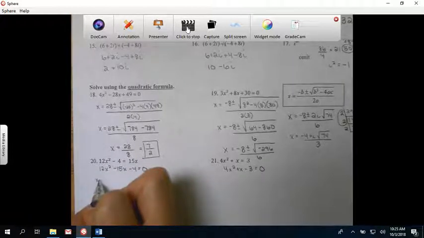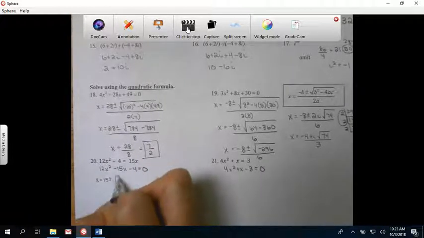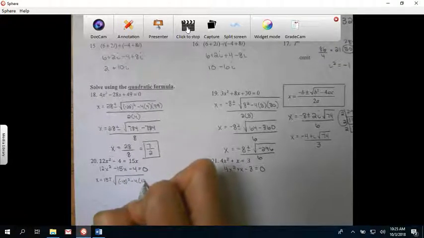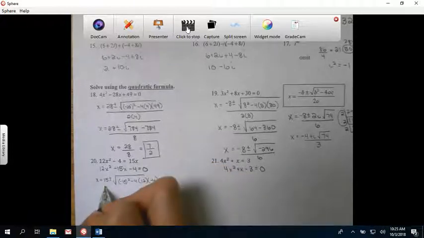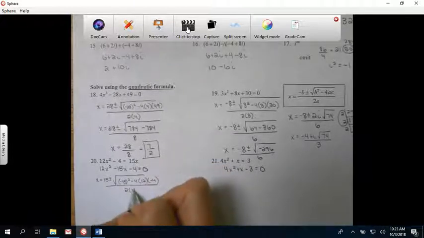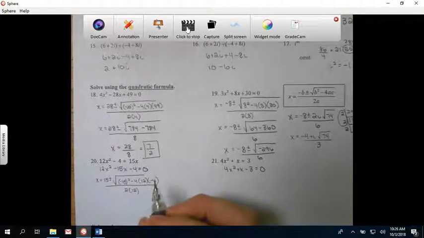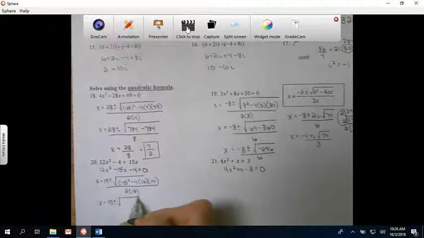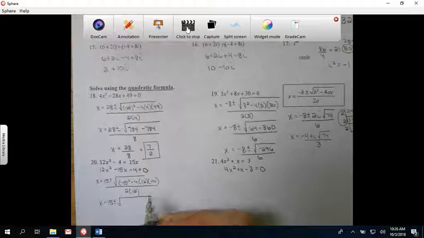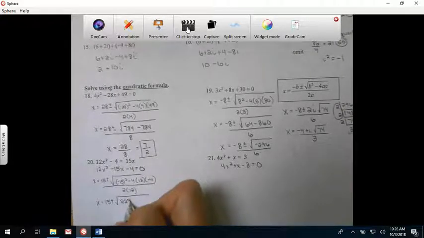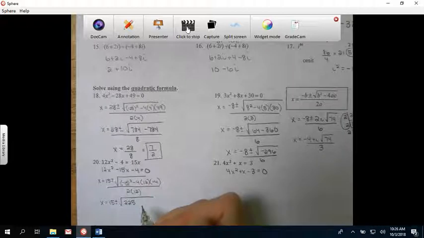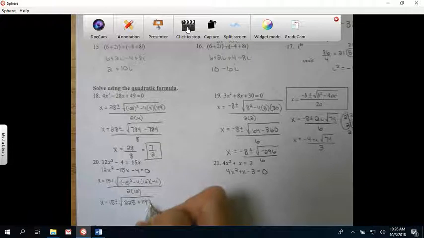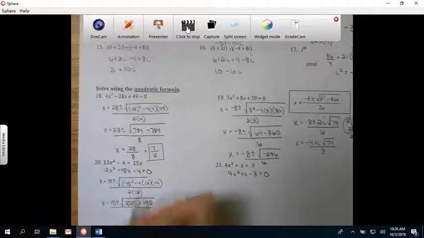So negative b plus or minus the square root of b squared minus 4ac, and all of that divided by 2a. So let's go ahead and see what I have underneath my radical. So I have 15 squared, which should be 225. And then I have 4 times 12 times a negative 4, which is actually going to change this to an addition. And then 2 times 12 gives me 24.